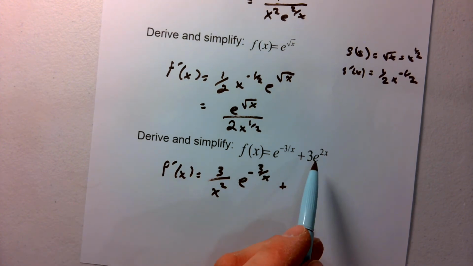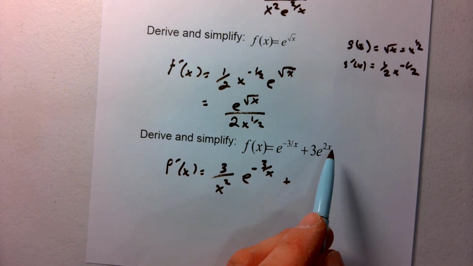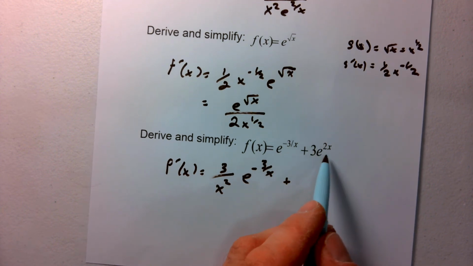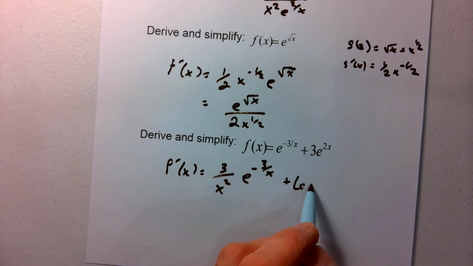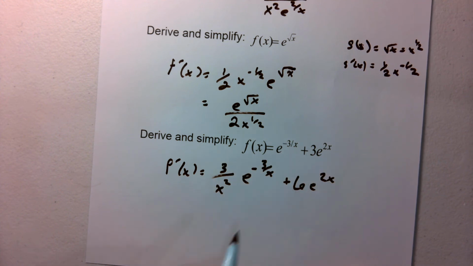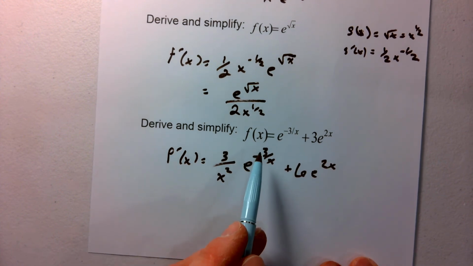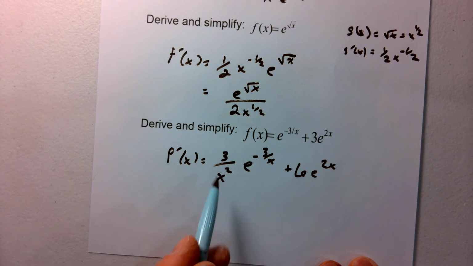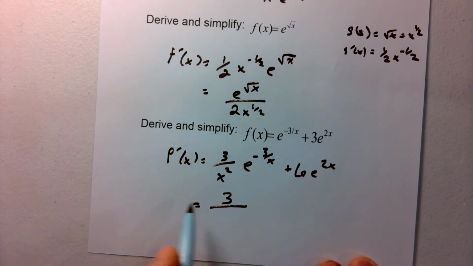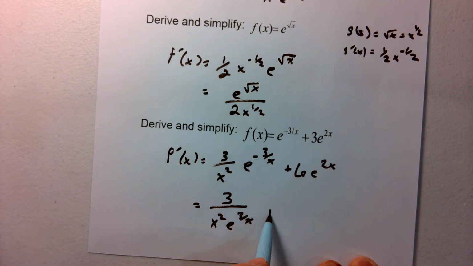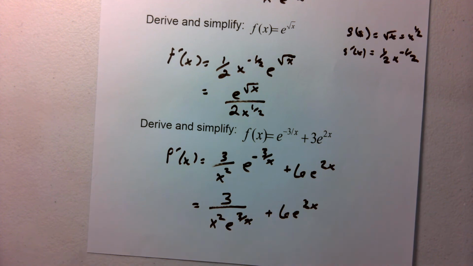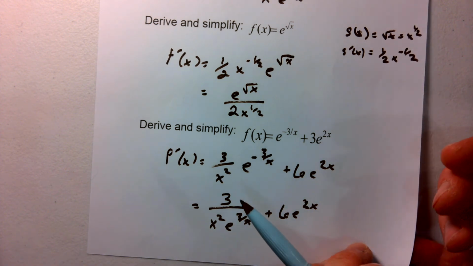To that, we're going to add the derivative of 3e to the 2x. Derivative of 2x is 2. We'll multiply it to the 3, and I get 6e to the 2x. Negative exponent, I'm going to take it to the denominator. So I have 3 over x squared e to the 3 over x. And to that, we're going to add 6e to the 2x. And that gives us our final answer.